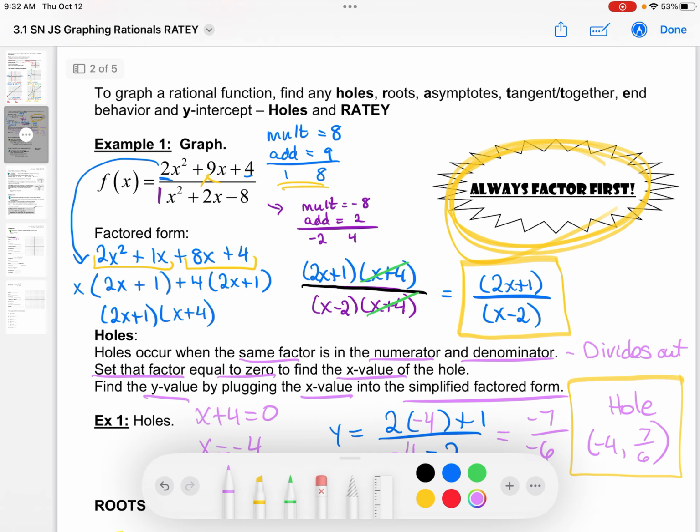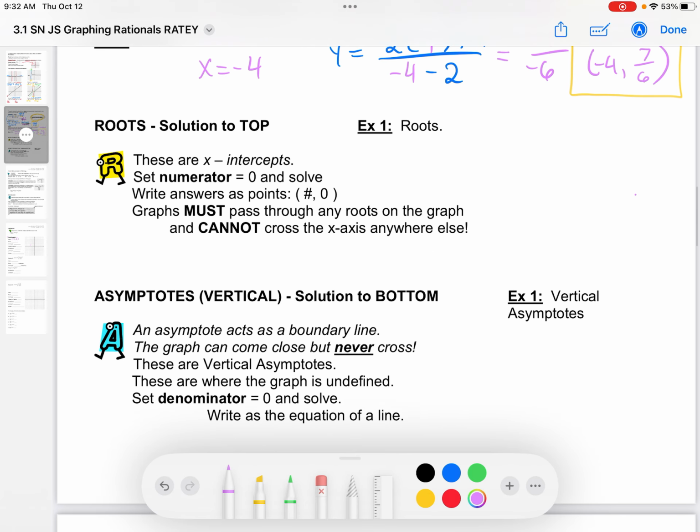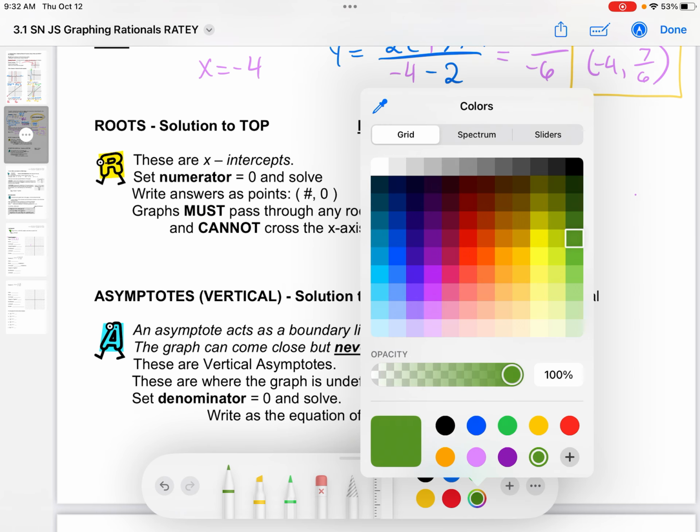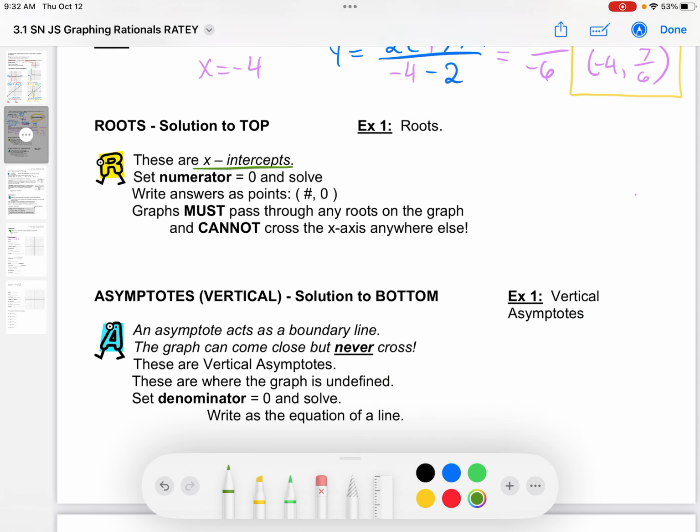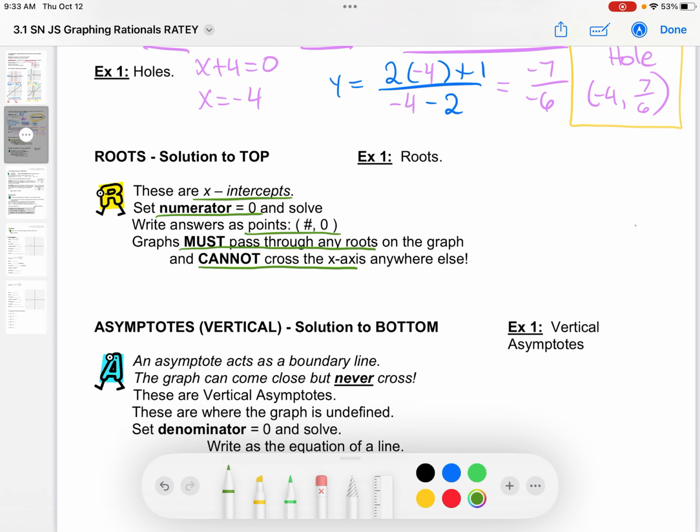Now, let's go back to page 2. Let's talk about the roots. The roots are the solutions to the top, or the numerator. These are the x-intercepts. And just like with polynomial functions that we did in the last unit, we set the factors equal to 0 in order to solve. So set the numerator factors equal to 0 and solve. The answers are points on the graph. The graph must pass through any roots we find, and the graph cannot cross the x-axis anywhere else.